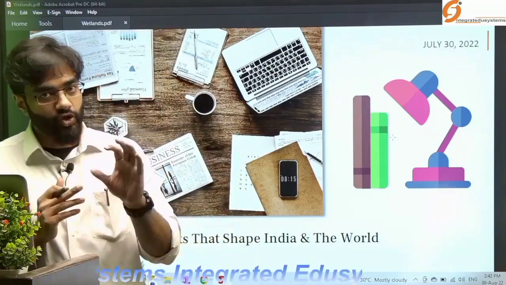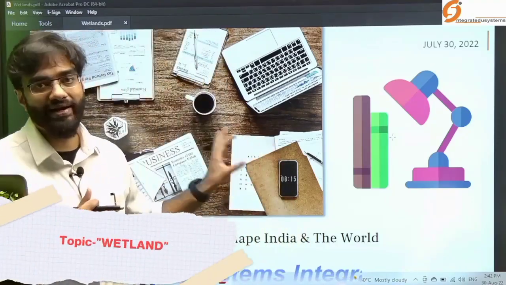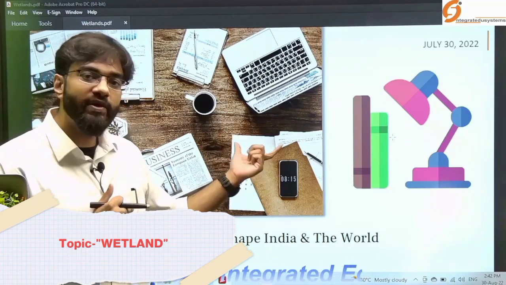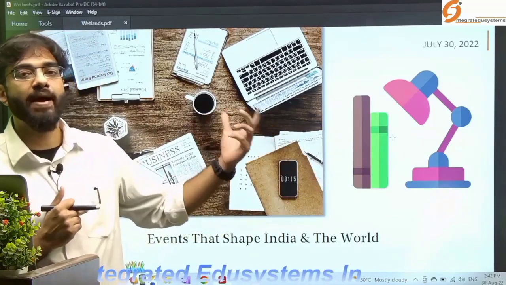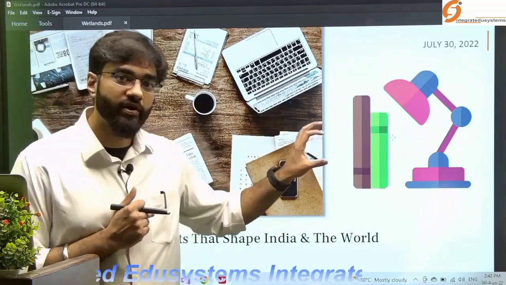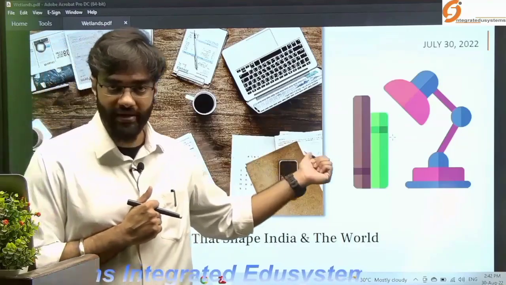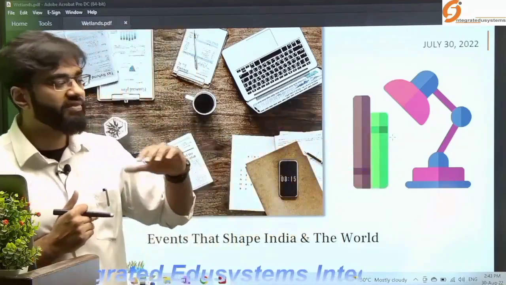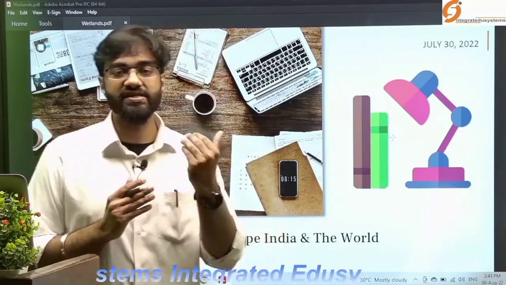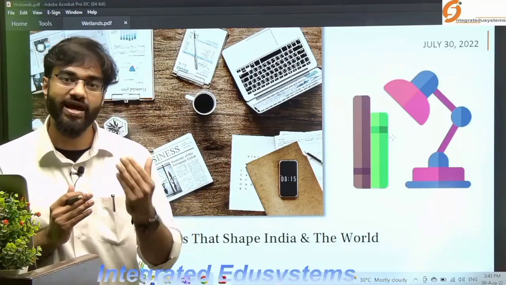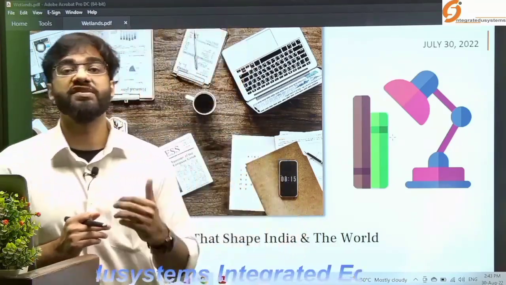For example, the first of the topics we are going to discuss today will deal with wetlands. Not only will I be discussing what the topic deals with and what the current happenings are, but also the questions this year, where there were 2 or 3 questions pertaining to this topic. And moreover, biodiversity and these biotic resources, as we call them in environmental science, have become so important from the point of view of sustainable development.